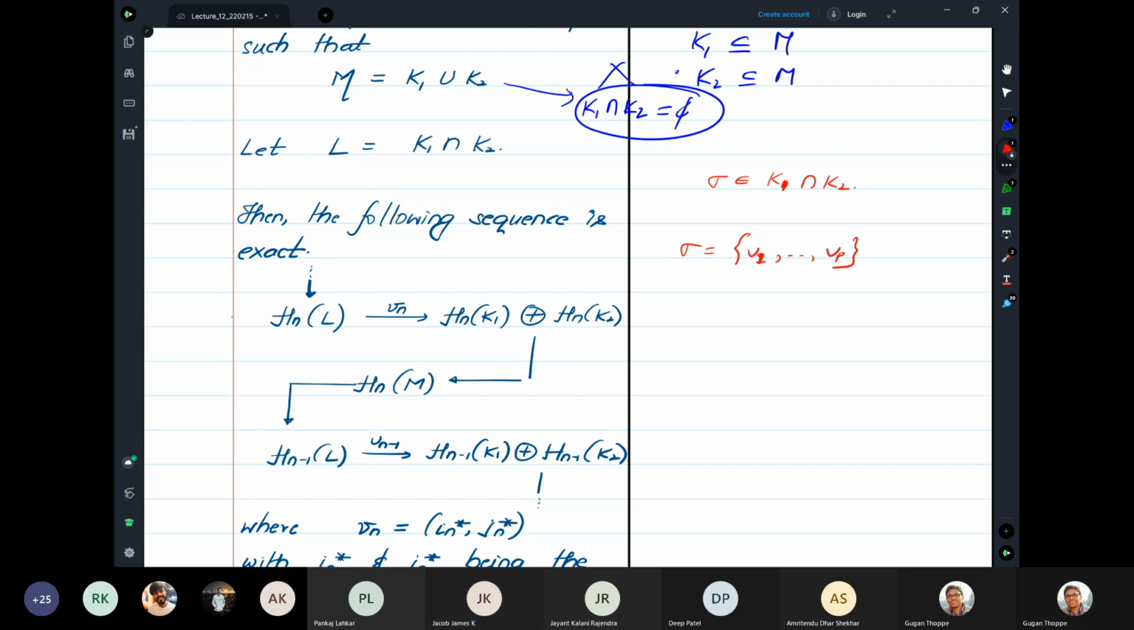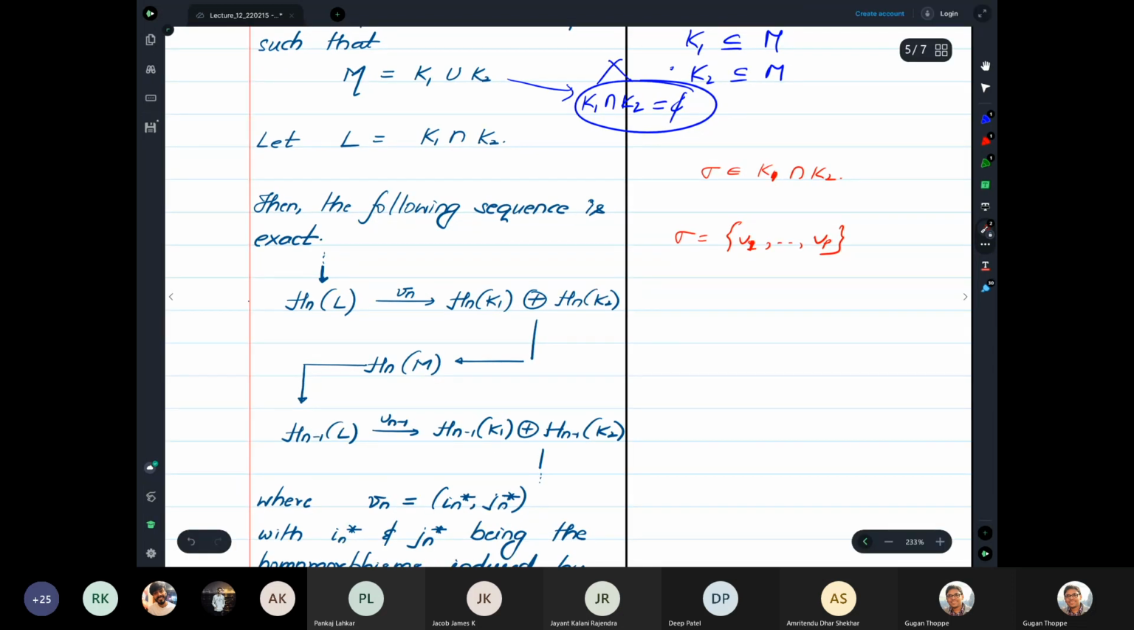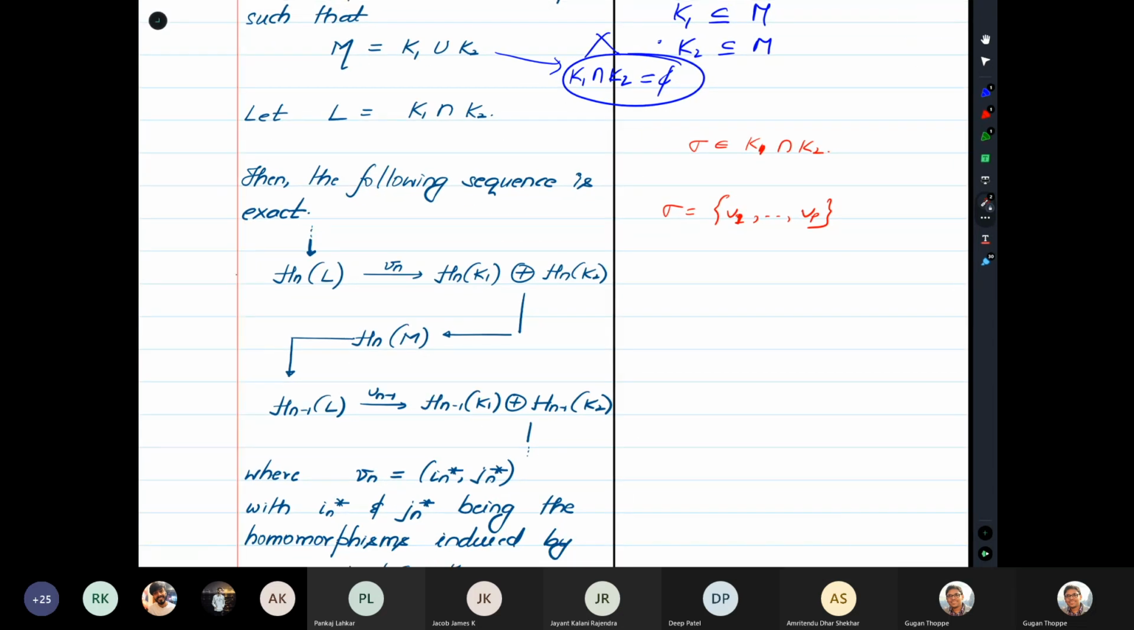So I hope it's clear that if a face belongs to the intersection, all the subsets of this space must also belong to the intersection. And in that sense, it's easy to see that K1 intersection K2 indeed must be a simplicial complex, right? So why did I ask you to verify whether this K1 intersection K2 is a simplicial complex? Because one can now talk about the homology groups associated with this simplicial complex, right?